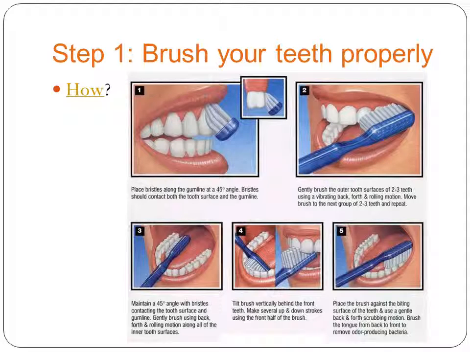The same with the lingual, you will still maintain a 45-degree angle with bristles contacting the tooth surface and gum line, then using the vibration motion. The anterior portion is quite different because you will tilt the brush vertically and then you will use up and down strokes. For the occlusal surface, you will use the back and forth scrubbing motion.